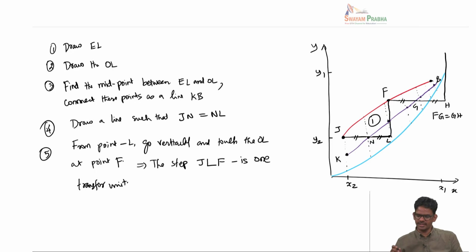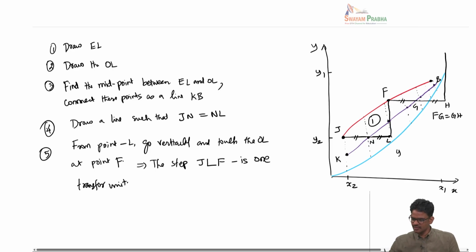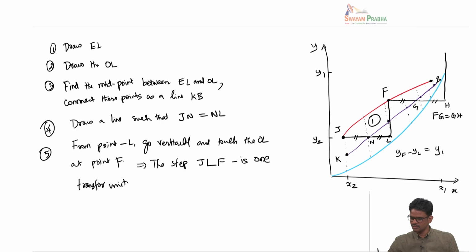Why we have done this is because in this approach, in one step, the average composition change is YF minus YL. This is the composition change on the operating line, and that is actually equal to the average driving force for mass transfer. The actual composition change is YF minus YL.